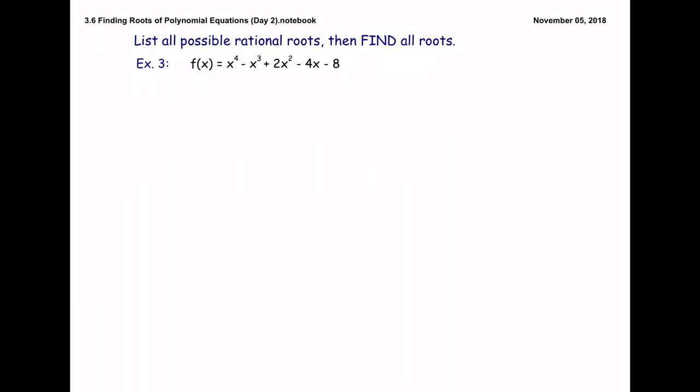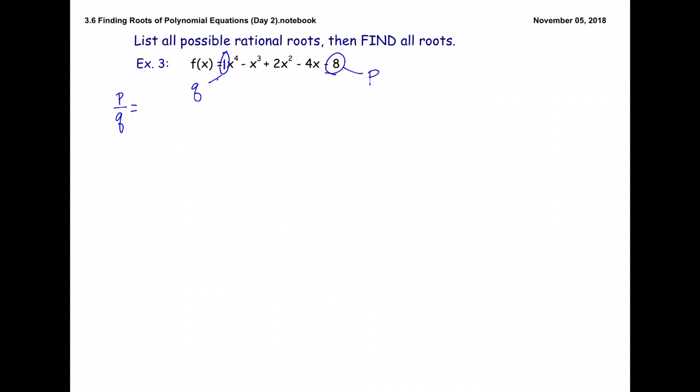List all the possible rational roots, then find all of the roots. So when we're looking at example 3, in order to list all of our possible rational roots, we list our p's over our q's. So remember, our p's pertain to our constant at the end. Our q's, we have an invisible 1 in front of this, pertain to our coefficient of our first term.